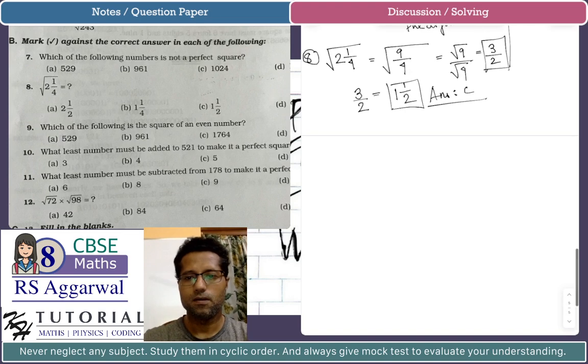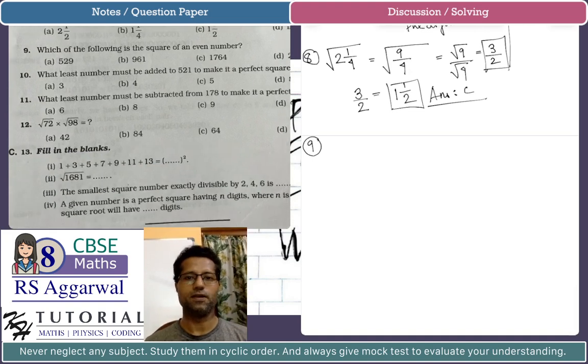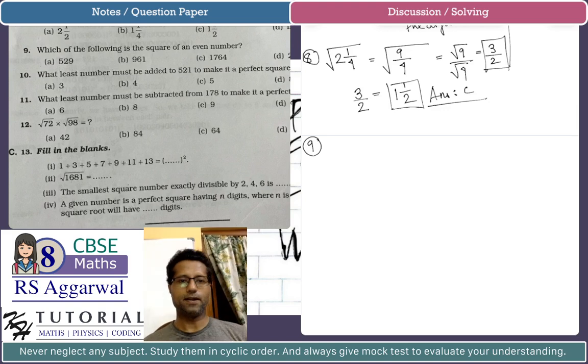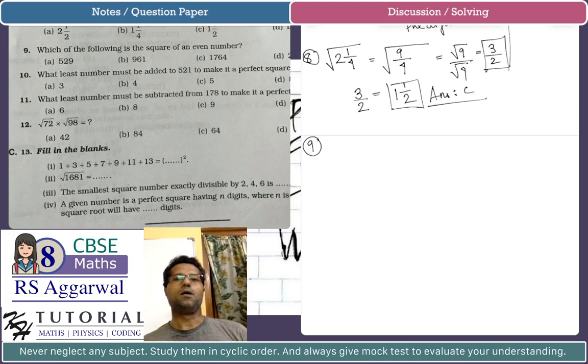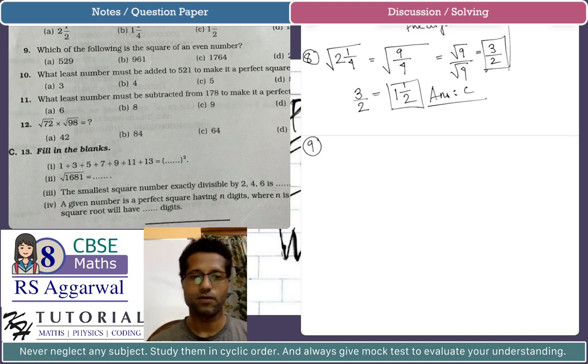Okay, let's do problem number 9. Question 9 says, which of the following is the square of an even number? So we know that if a square number is even, it has to be the case that the number whose square it is also has to be an even number. That is, the square of an even number is an even number, and the square of an odd number is an odd number. That is the main concept.